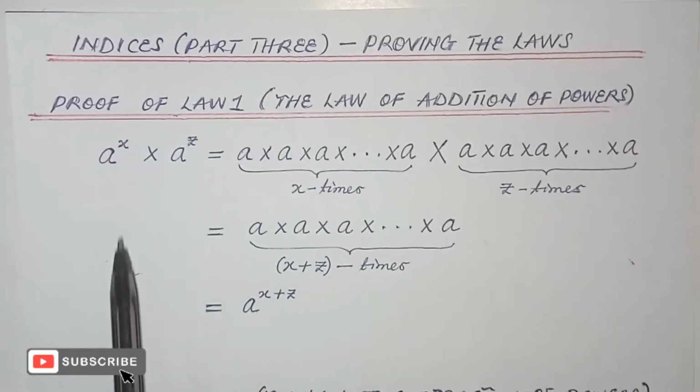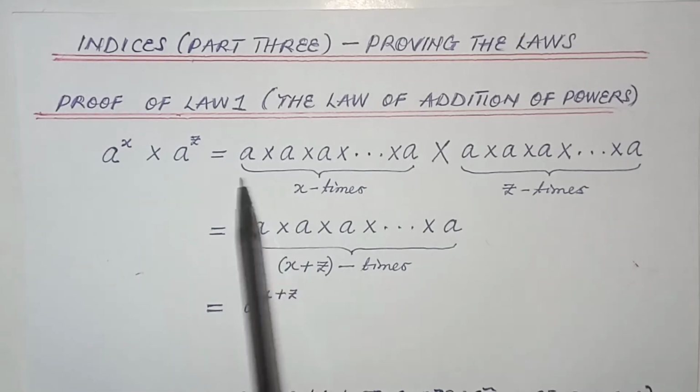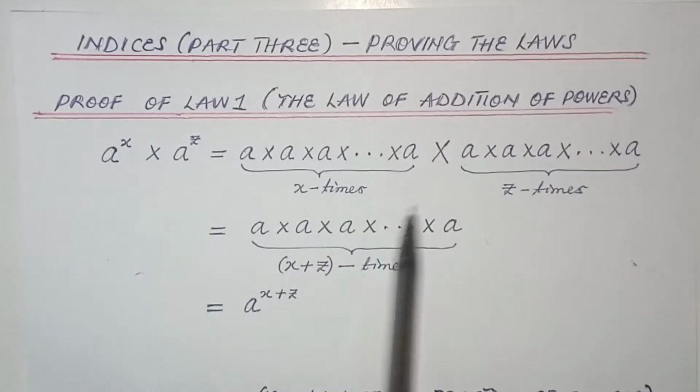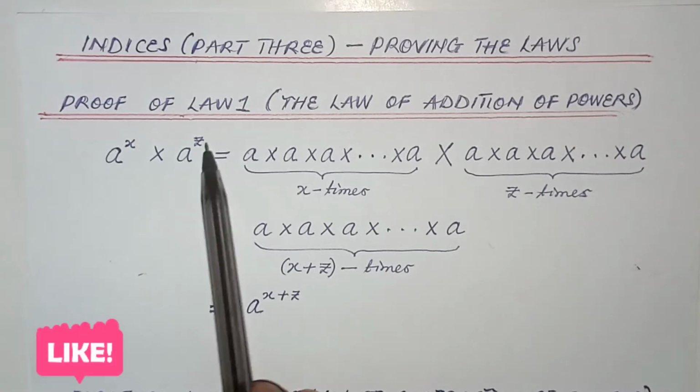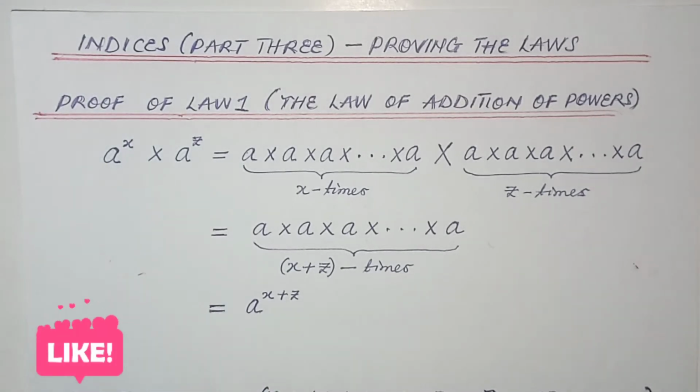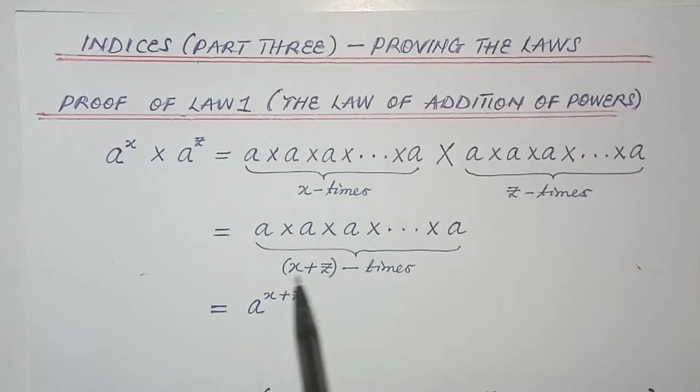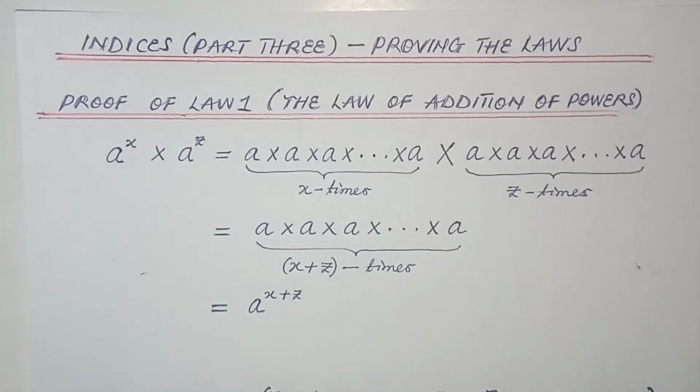In this law, we are going to write a raised to power x in expanded form as a multiplying itself x number of times, multiplied by a raised to power z in its expanded form, implying a multiplying itself z number of times. If that happens, merging both together would give you a multiplying itself x plus z number of times, and that in our index notation would mean a raised to power x plus z, and the law is shown to be true. Okay, now I want you to look at this again critically.